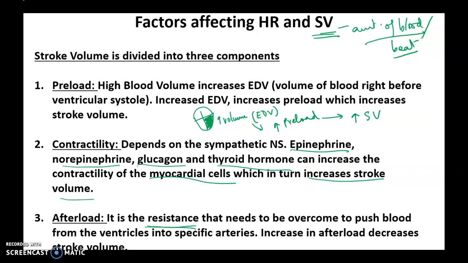All right. So to review, preload and contractility: if preload increases, we have an increase in stroke volume. If contractility increases, we have an increase in stroke volume. If afterload or resistance increases, we have a lower or decreased stroke volume. Please do remember this for your upcoming exam.